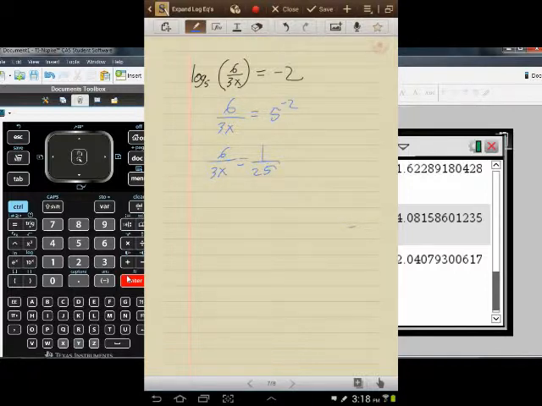And we haven't really done these types of equations that much this year, but you should recognize a proportion when you see it. Cross multiply: 3x times 1 is 3x, 6 times 25 is 150. Divide by 3. x equals 50.